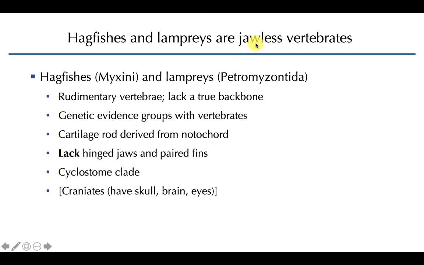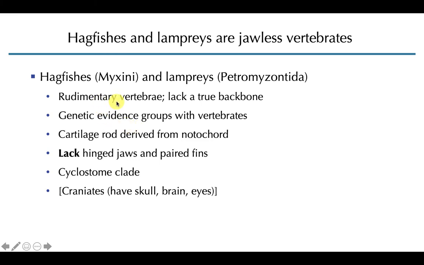That is because they lack hinged jaws. They also lack paired fins. Lampreys have a dorsal fin on their back, but they don't have the paired fins on their sides, the ones you think of when a goldfish or Nemo, the clownfish, moves its fins back and forth to swim, or the shark has the two fins out to the side. These guys don't have those.